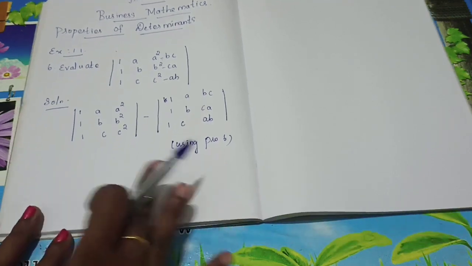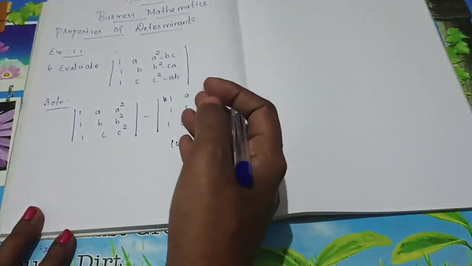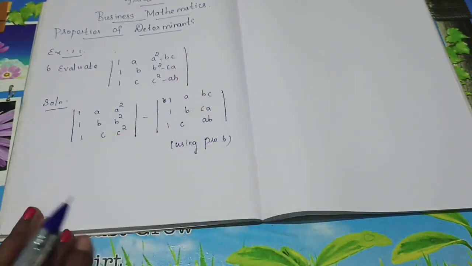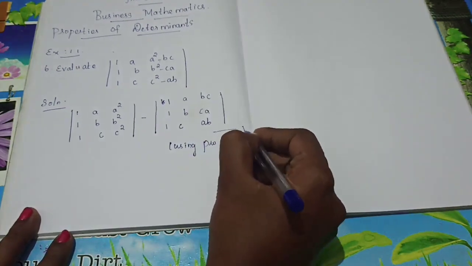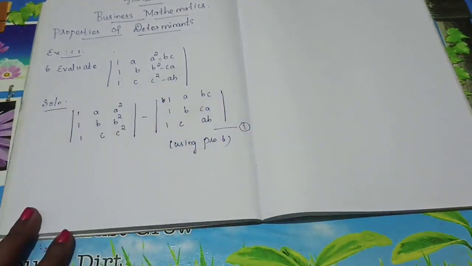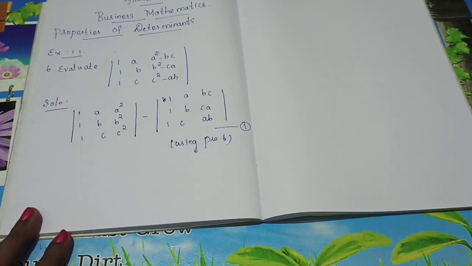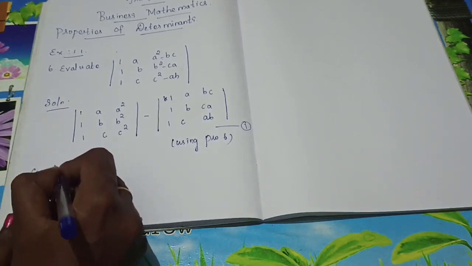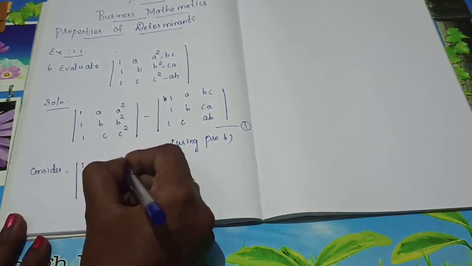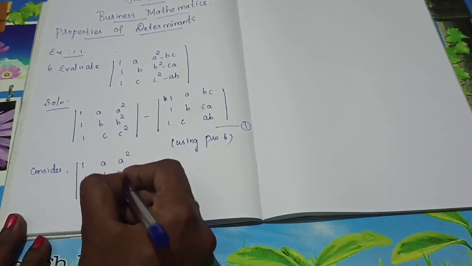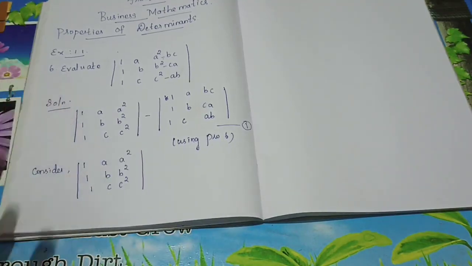First we are going to consider this determinant and evaluate it, and next we are going to consider the other determinant and evaluate it, then afterwards we are going to substitute here. Understand? So I am going to take this as 1. So first I am going to consider this determinant: 1, a square; 1, b square; 1, c square. I consider this determinant alone.